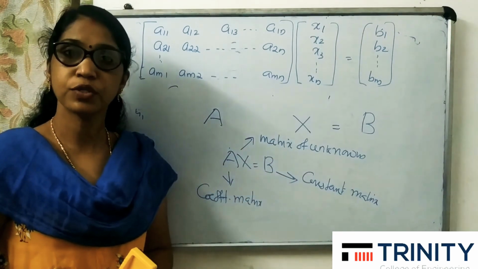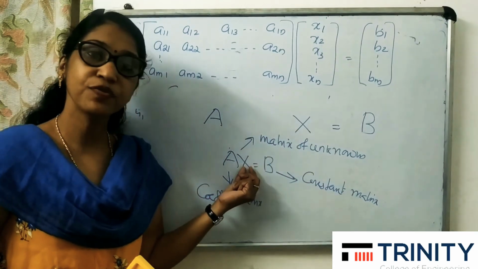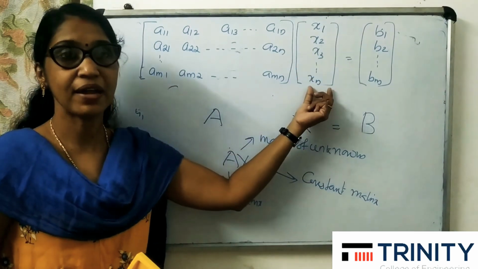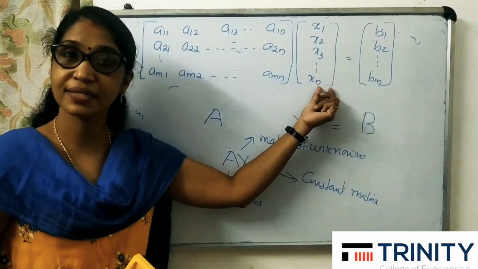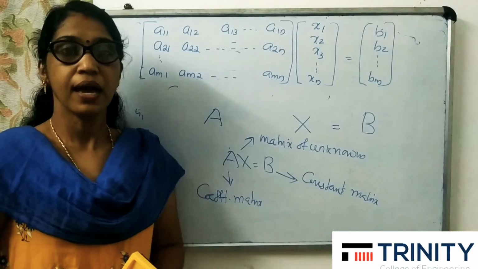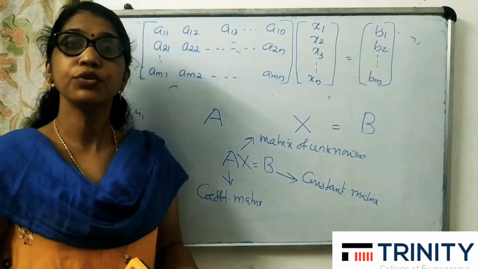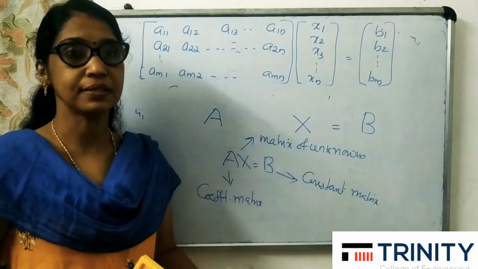Okay, now we have to solve. What is the solution of this system? The solution is the values of the matrix X, that is, the values of x1, x2, x3, etc. xn which satisfy the linear system of equations. And now we are going to study how to solve this linear system of equations.